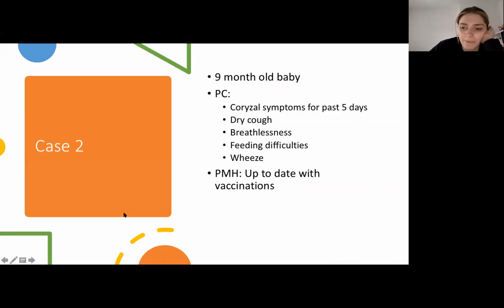So the second case is a 9-month-old baby. They've had coryzal symptoms for the past 5 days. They've come in because they've got a dry cough, they're short of breath, they've got feeding difficulties, and they've got a wheeze. They're all up to date with their vaccinations. Has anyone got any ideas what this could be? Look in the chat, sorry.